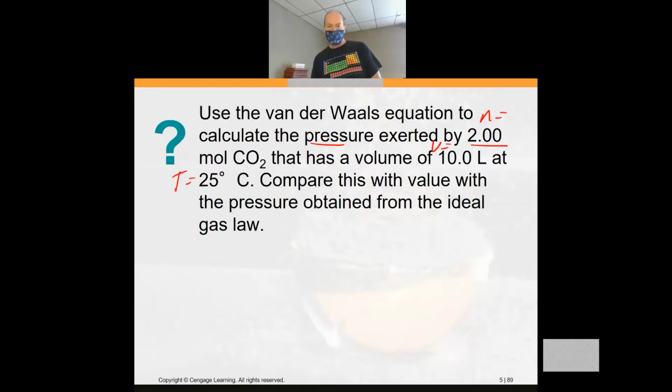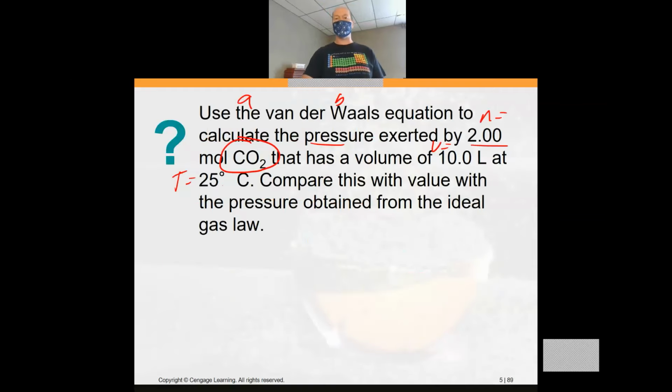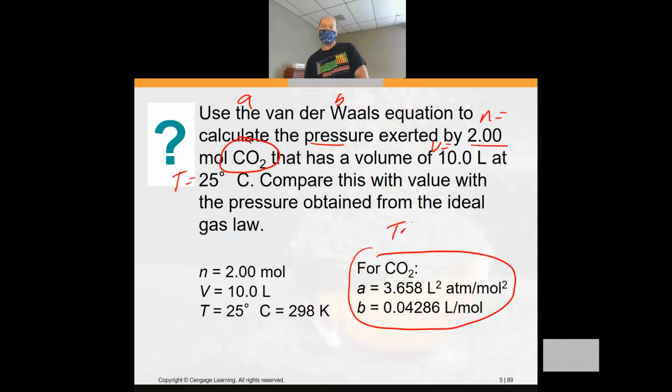So the first thing you're going to do is say, I need a and b. So you have to find a and you have to find b. It tells you the gas. The gas is CO2, so you go to table 5.7 and find the values for a and b. Table 5.7 is going to be given to you. You find CO2, you find a, there's the number. You find b, there's the number.